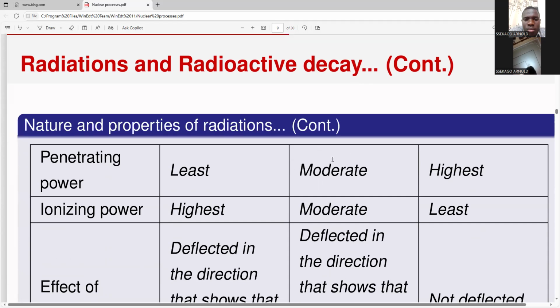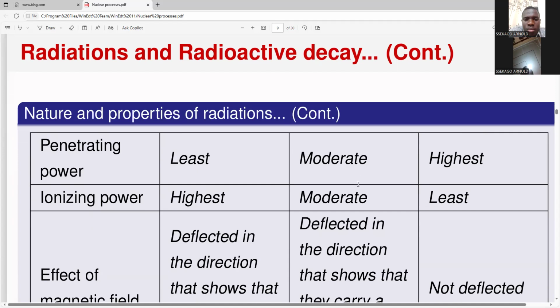So if you want to understand the penetrating power, look at the weight of these particles. Alpha particles have a higher weight. If you are fat, you will run at a slow rate. So since alpha particles are fat, they will penetrate at a slow rate. Then since gamma rays have negligible weight, almost zero weight, they run fast. They have the highest penetrating power. Then the beta particles have moderate penetrating power.